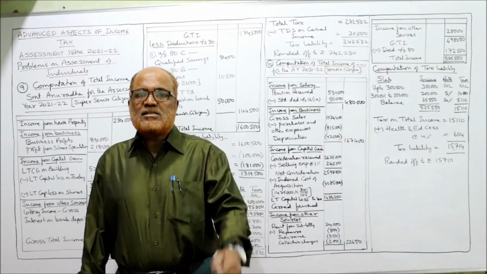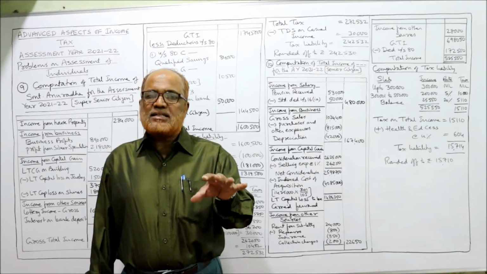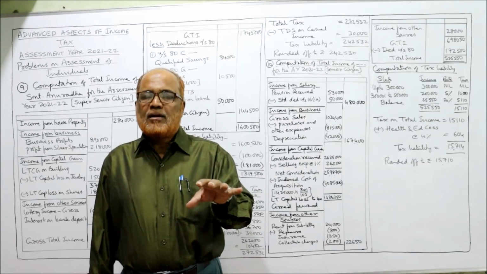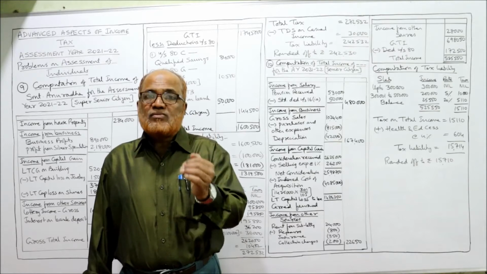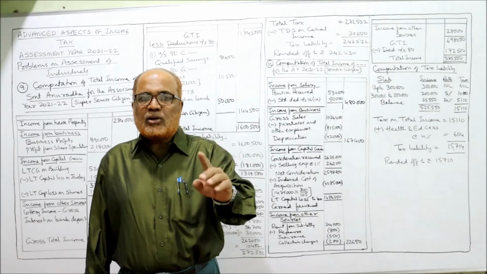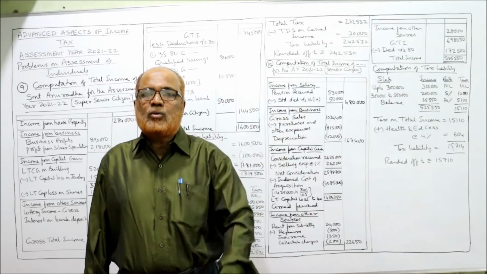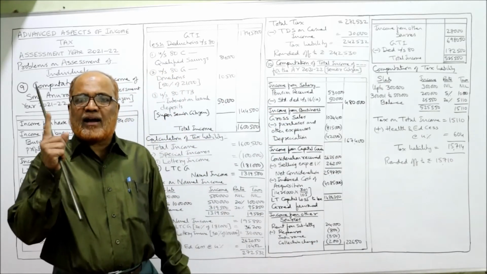On what TDS? Winning from lottery. So according to Income Tax Act 1961, when a person wins from lottery, the TDS will be made. The issuer will deduct the tax and only the net amount will be paid to the winner. So here gross winning from lottery is 1 lakh.